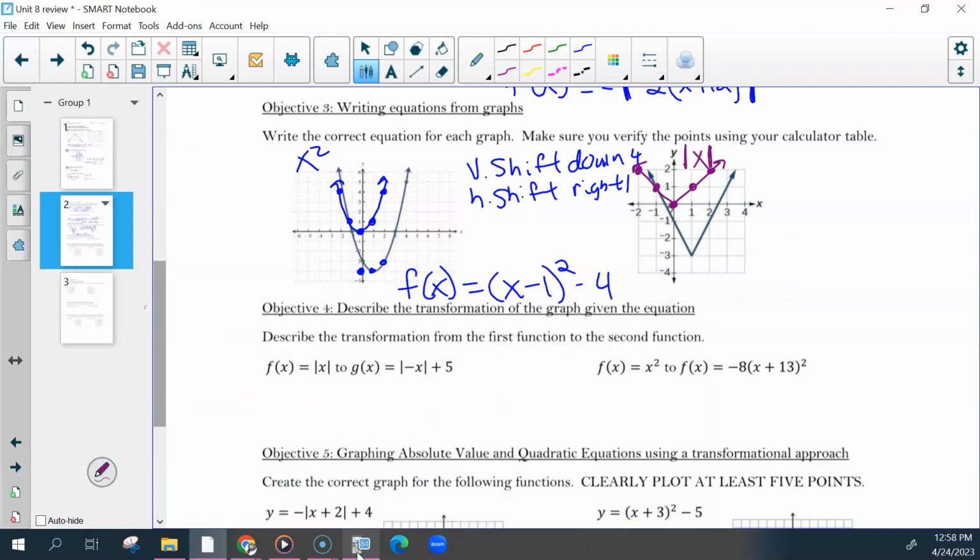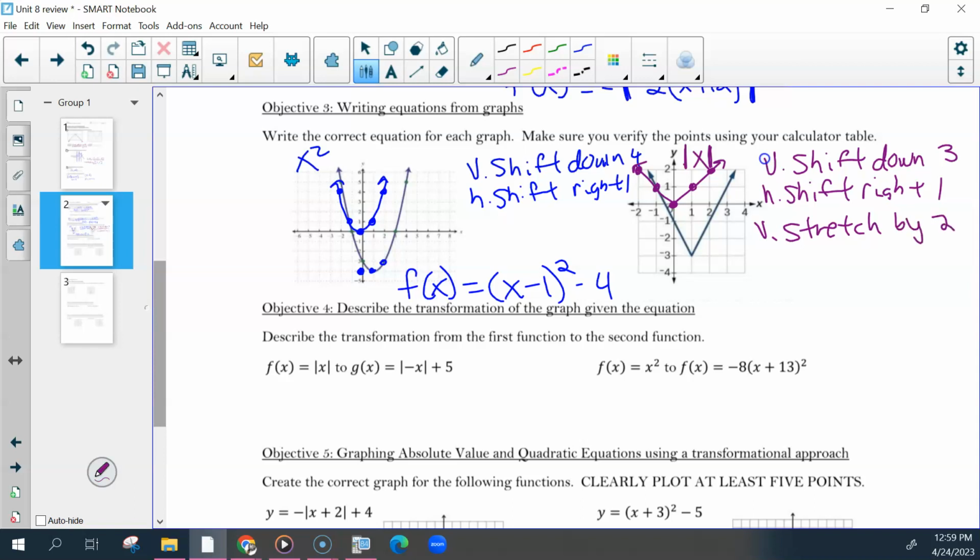What changed? We shifted down, right. We shifted right 1, and then got here. Hold on, you're talking so fast that I can only write so fast. And it did what? What was the last one? It got skinny. It got narrow. Compression? So not a compression, but a stretch. Stretch by how much? 2? Yes.